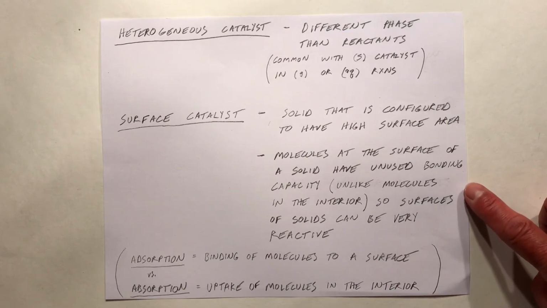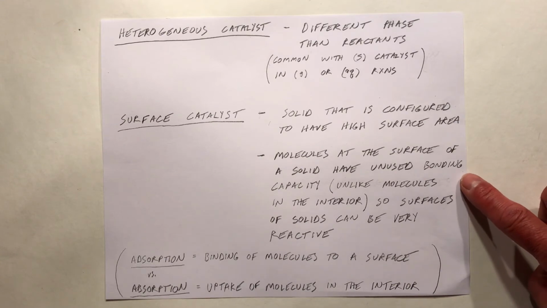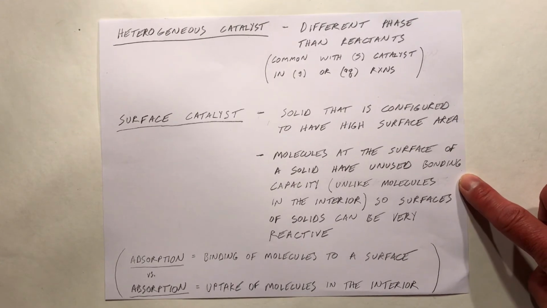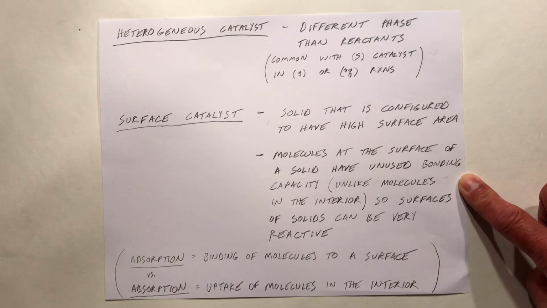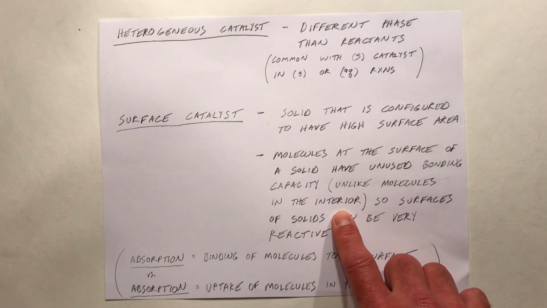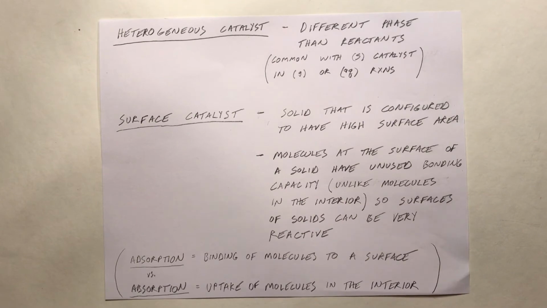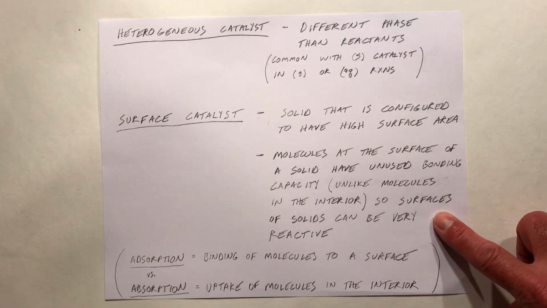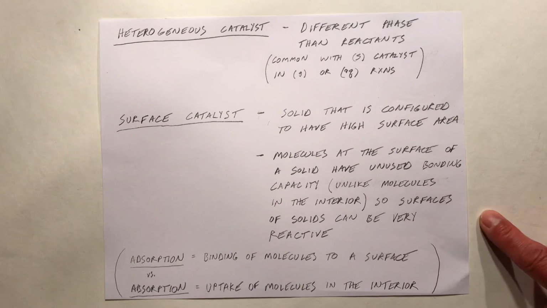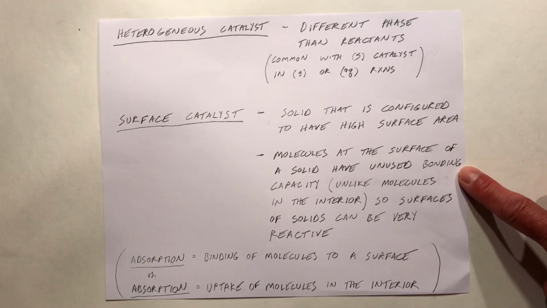Now, if you consider that a solid is going to have molecules on the interior and molecules at the surface, we can say that molecules at the surface of a solid will have unused bonding capacity. In other words, they will have some attraction that's not being used up compared to molecules that are in the interior of the solid where they're surrounded by other molecules. So surfaces of solids can be very reactive because of that unused bonding capacity for the surface.